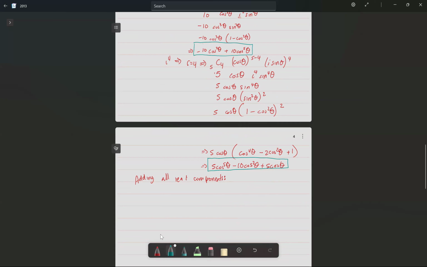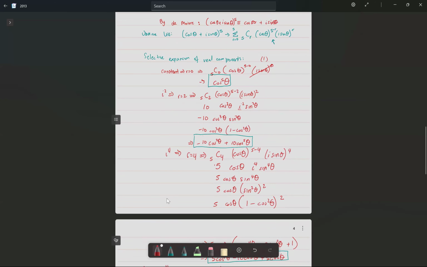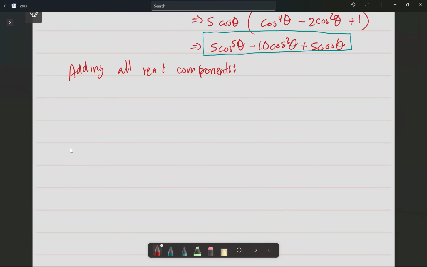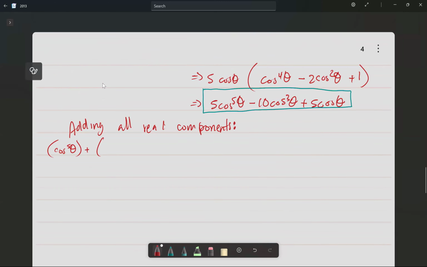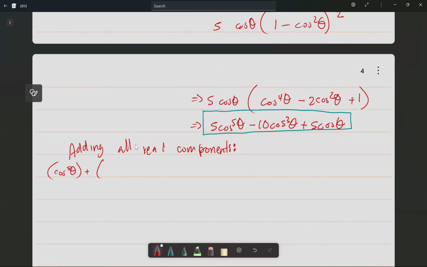Adding them together, we have cosine to the fifth theta, plus negative 10 cosine cubed plus 10 cosine fifth plus 5 cosine fifth minus 10 cosine cubed plus 5 cosine theta.